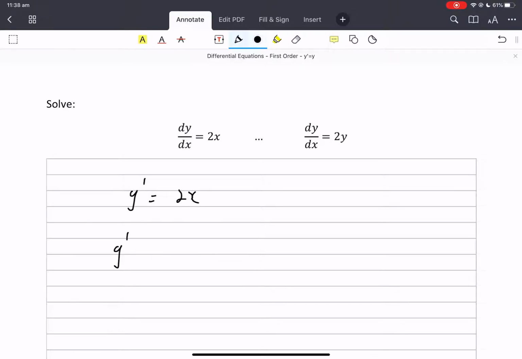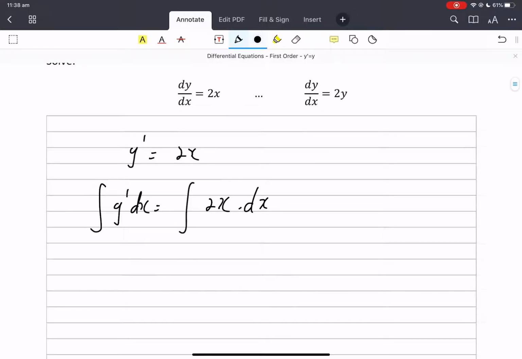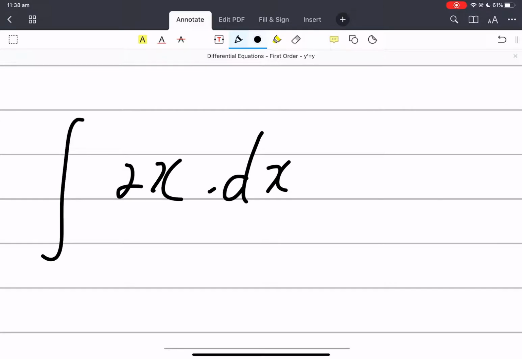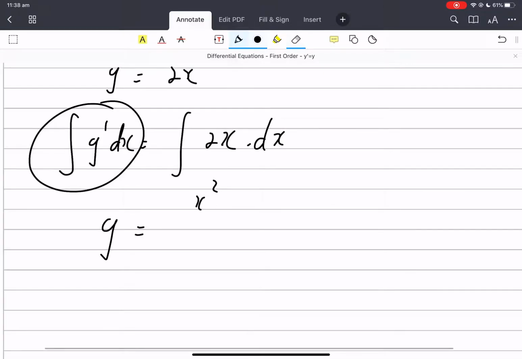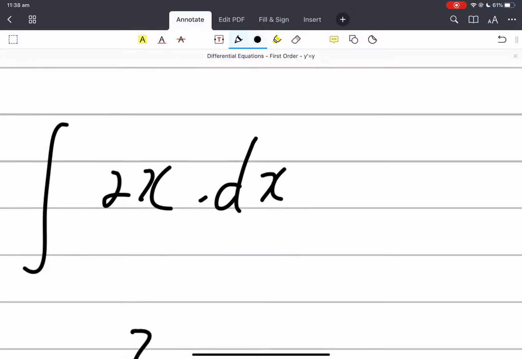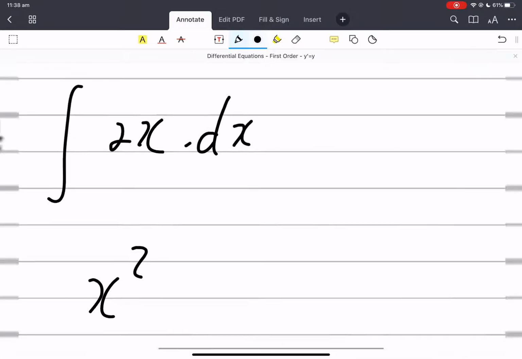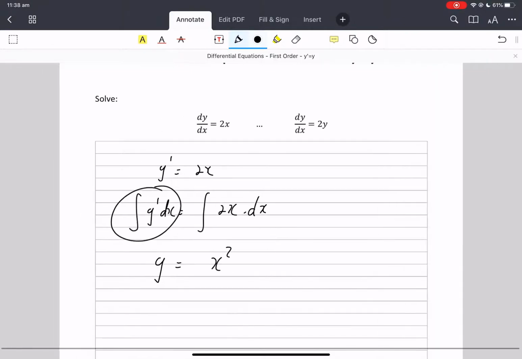How about we go a bit more setting out? If y prime equals 2x, then if I integrate with respect to x both sides, the integral of y prime is y, and we're comfortable that the integral of 2x dx is x squared. The integral of 2x with respect to x is this x squared. So that's how we're thinking about it.